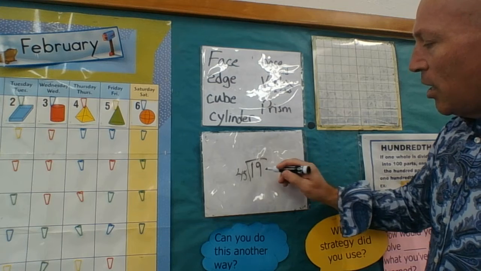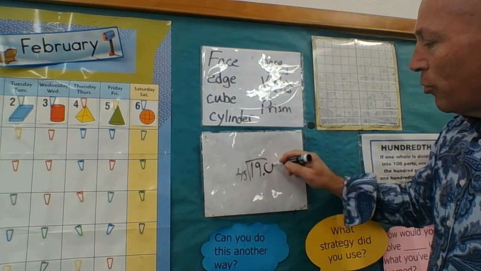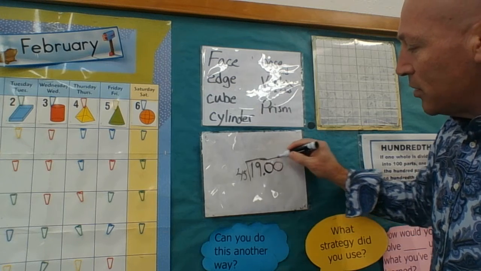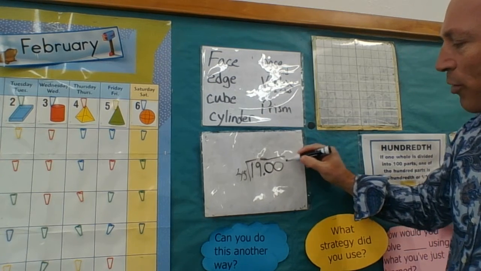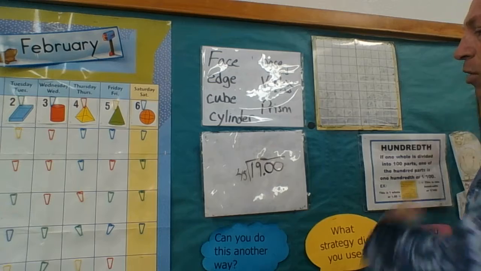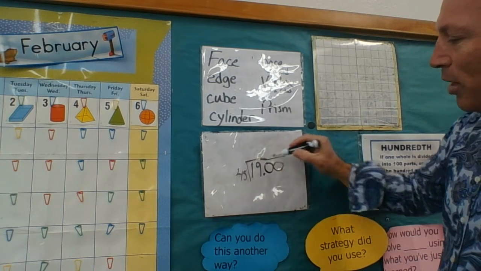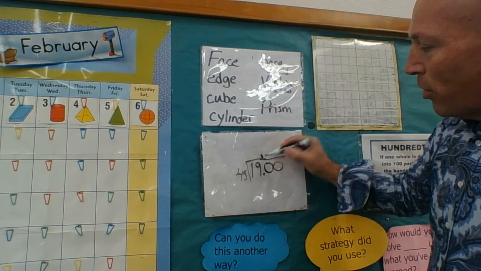So once again, you cut your 19 up into 100 pieces. There, I just cut it up into 10 pieces, and now I cut it up into 100 pieces. I could keep adding zeros, cut it up into 1,000, cut it up into 10,000. I could go on forever. But percent means out of 100. So I'm just going to do 2 place values to the right. Bring my decimal point straight up.